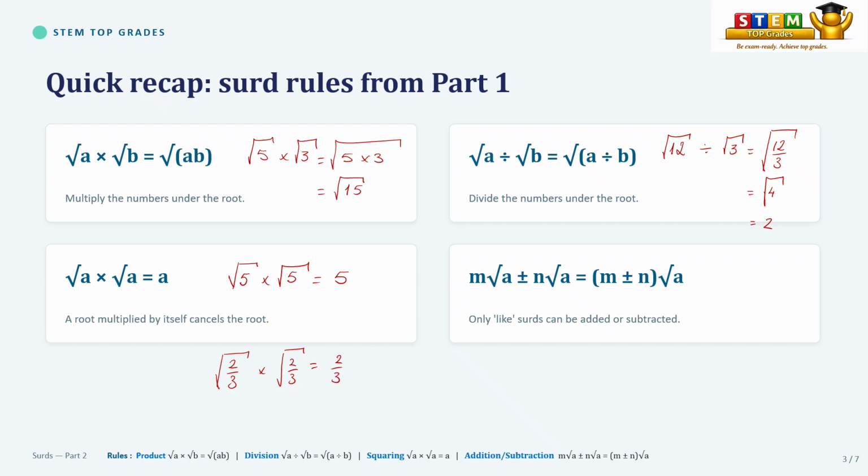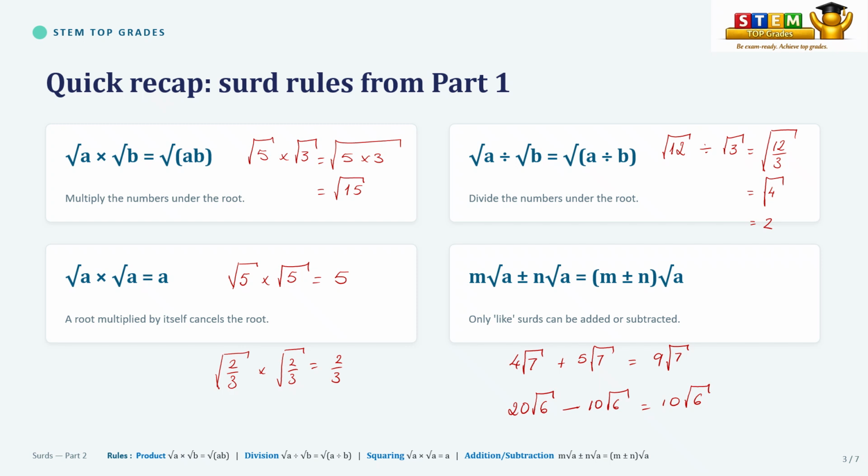The last one is the combination of surds through addition and subtraction. If you've got 4 root 7 plus 5 root 7, then you get 9 root 7. If you want to do the subtraction, in that case, 20 root 6 minus 10 root 6 will give you 10 root 6. So this is about the rules of surds.